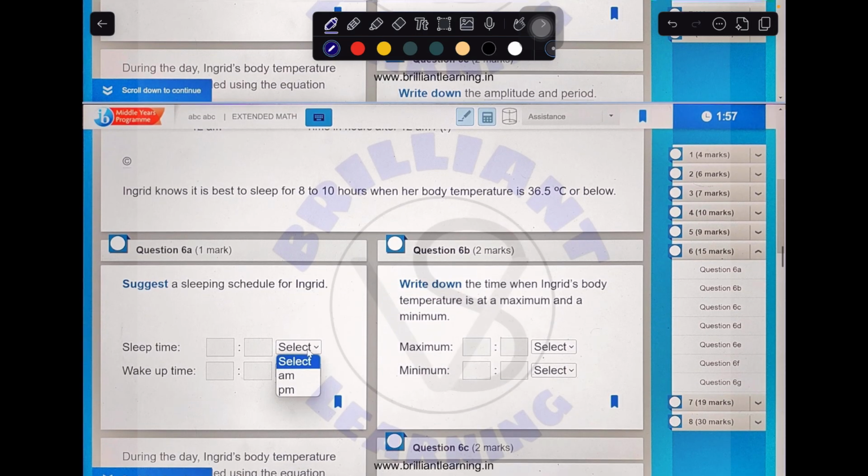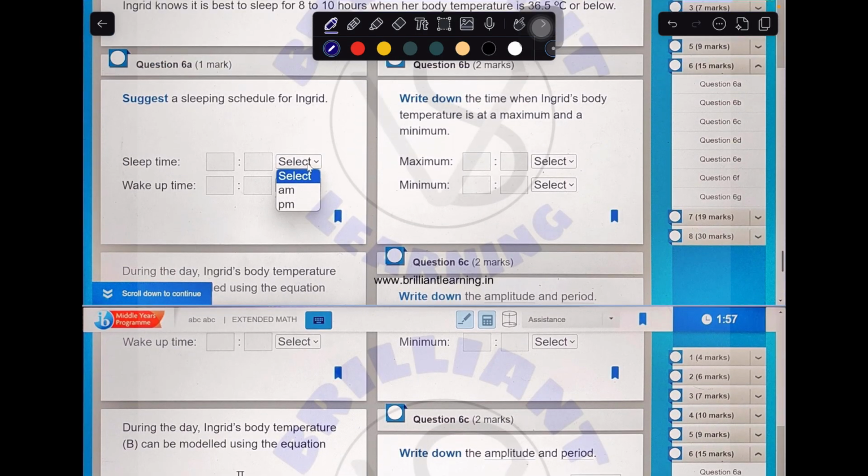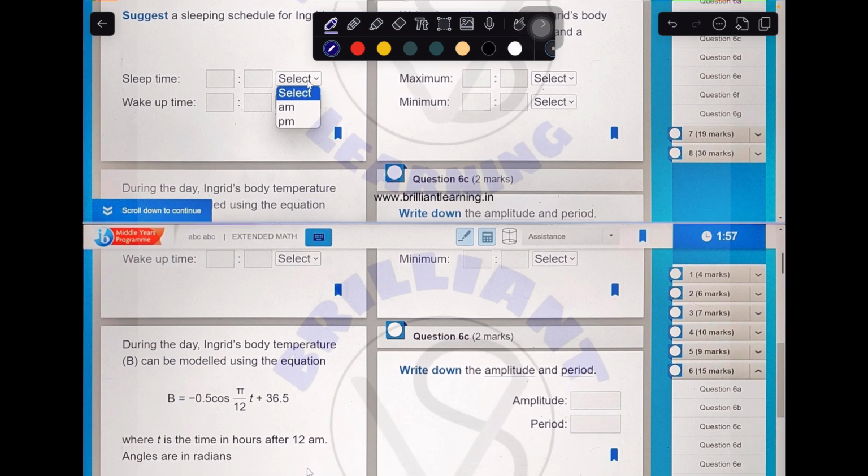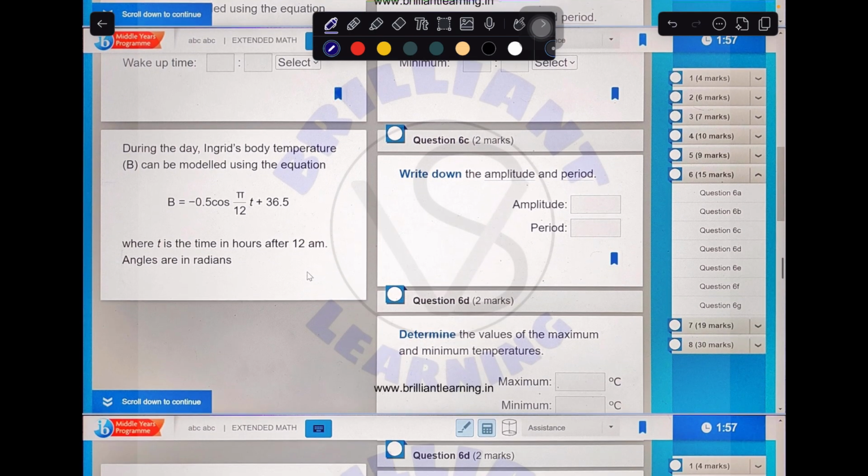Okay, you would just drop down here and here to select the correct time. Moving on. Let's just skip that one. Oh, there you go, you can see it better there that it's AM or PM. Right, so to 6C. During the day, Ingrid's body temperature, B, can be modelled using the equation where T is the time in hours after 12 a.m. Angles are in radians. Question 6C, write down the amplitude and the period. The amplitude is the value before cos, so in this instance, it is 0.5.